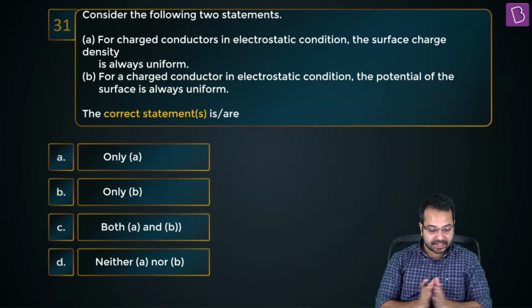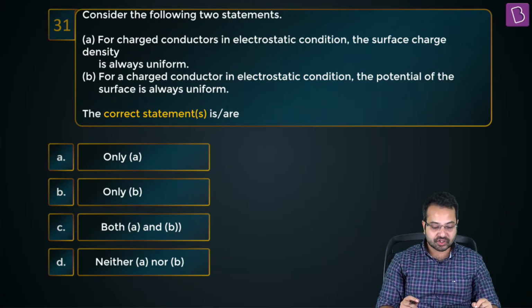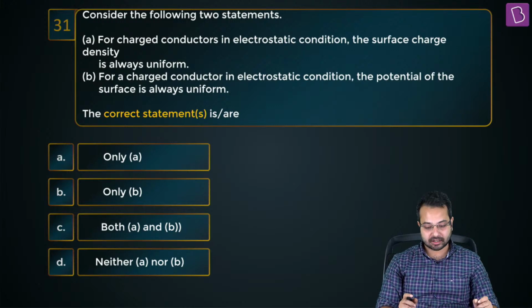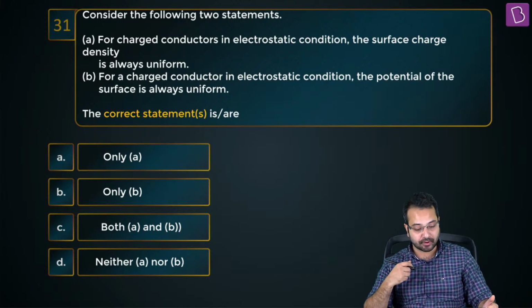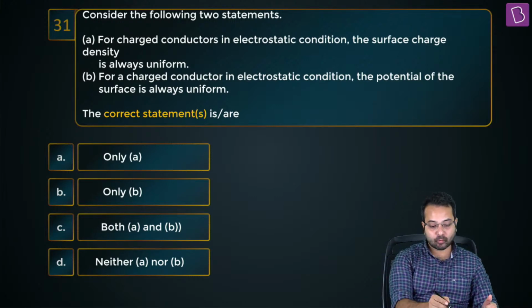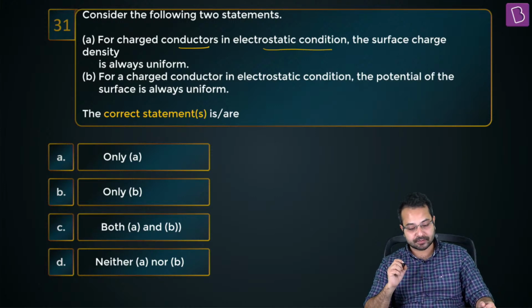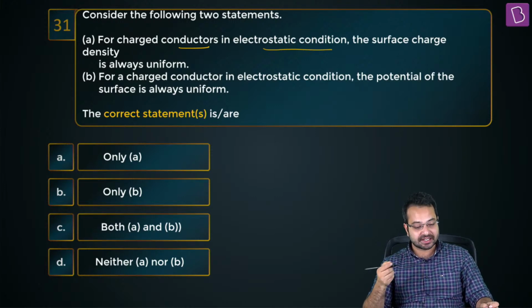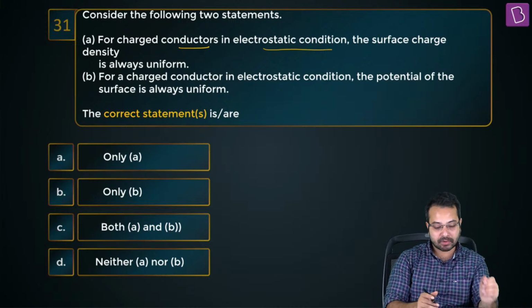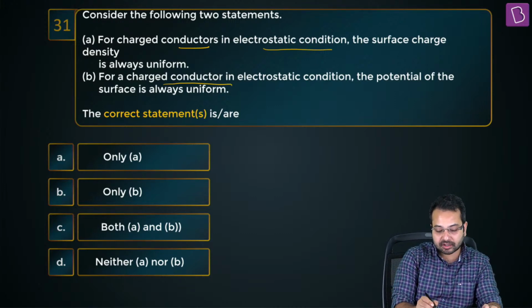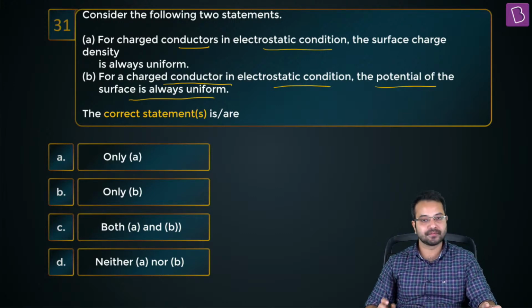Alright, what do we have next? Consider the following two statements. Statement A: for charged conductors in electrostatic condition, the surface charge density is always uniform. Okay, what is the statement? For charged conductors in an electrostatic condition, the surface charge density is always uniform. And statement B is, for a charged conductor in an electrostatic condition, the potential of the surface is always uniform.